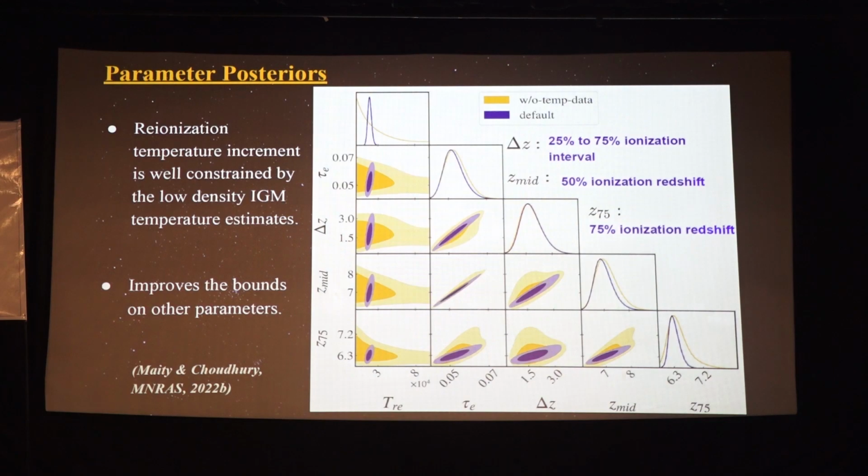And this is the plot. So the default model where we include the temperature constraint, and this orange one where we do not include the temperature data. And clearly it can be seen that if we include the temperature data, parameter constraints are much more improved. And this T_RE parameter, which is very sensitive to the temperature, is very well constrained if we include the temperature at low density regime constraints. And the constraints also improve for the other derived parameters too.